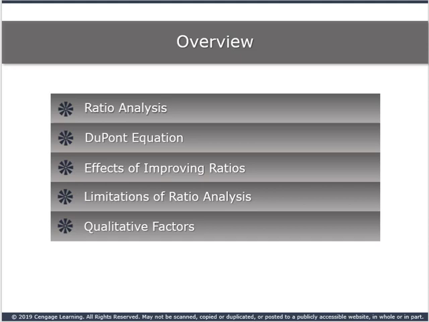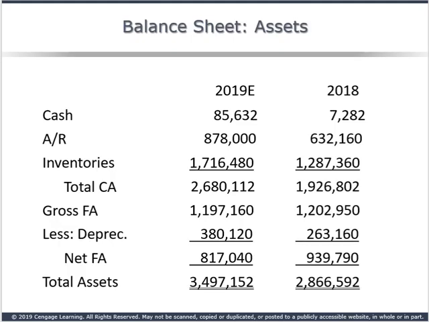We'll look at the DuPont Equation and the effects on improving ratios. We'll also be looking at a little bit of information related to the limitations of analysis, as well as some qualitative factors. To start this out, let's look at the financial reports.